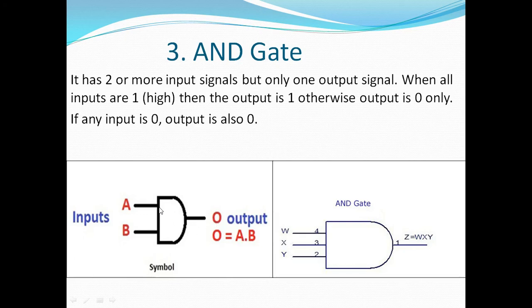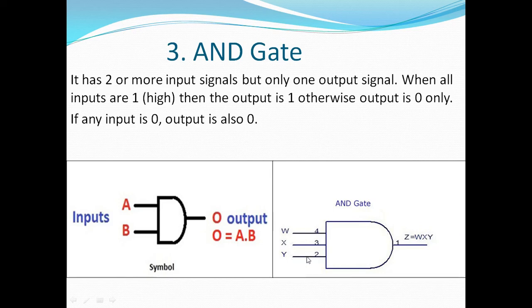The AND gate is represented by this D symbol. We have two inputs and one output. So O can be represented as A dot B. Dot is the symbol of the AND operator. So we are doing logical multiplication. If any of the two inputs is 0, the output will always be 0.